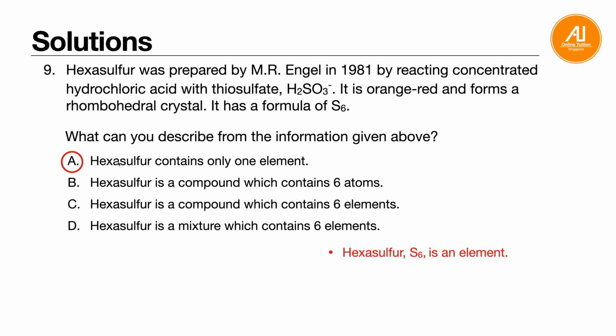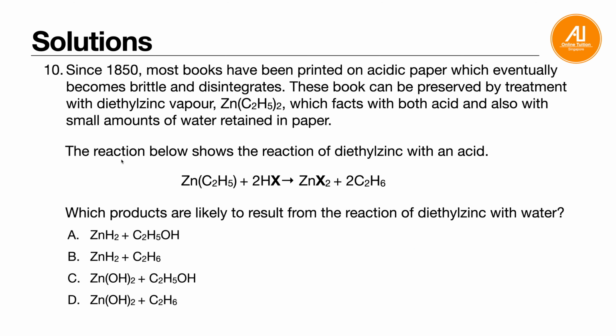Question 9A, last question. There's some reaction going on. The reaction is between the ethyl zinc and acid. So this is the equation. Now they ask you, what products are likely to result from the reaction of this compound with water? So with acid is HX. Now it is with water. So you can write a similar chemical equation.